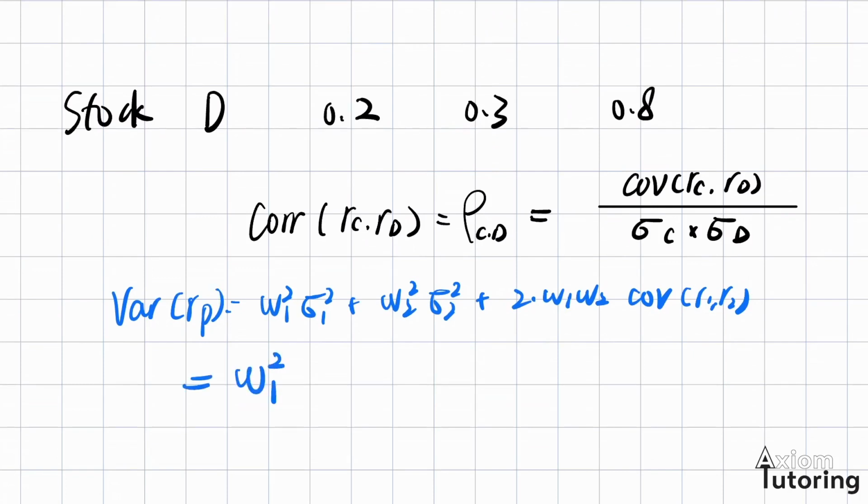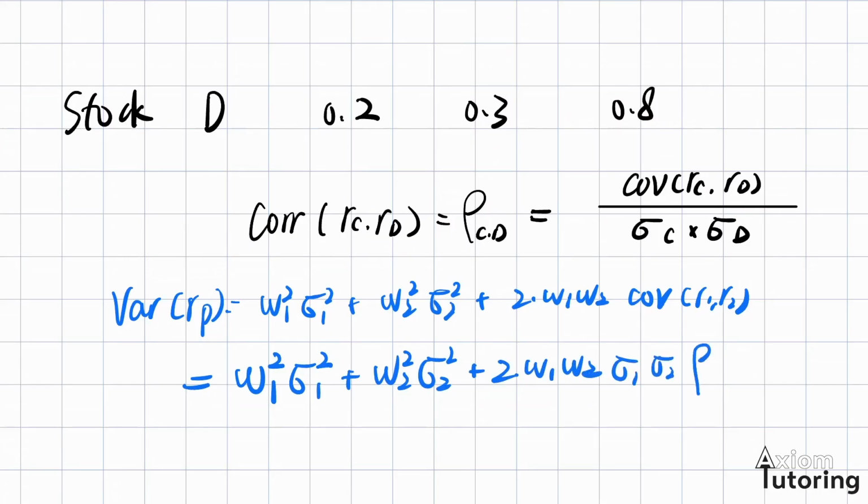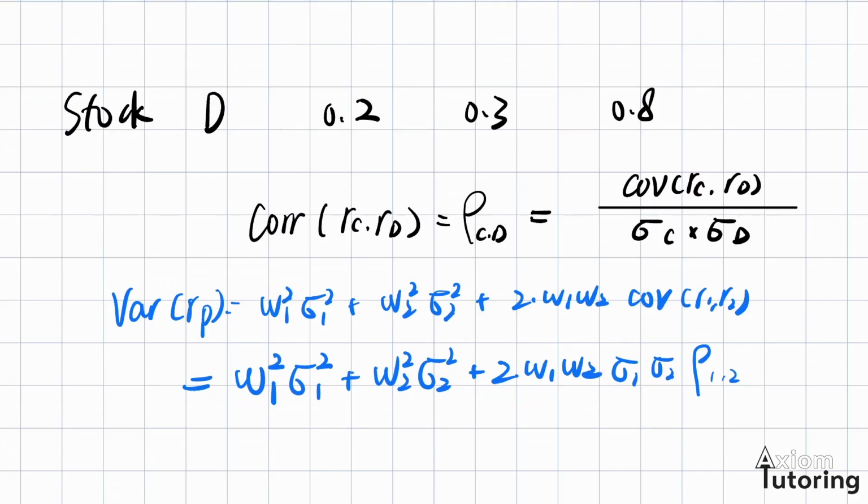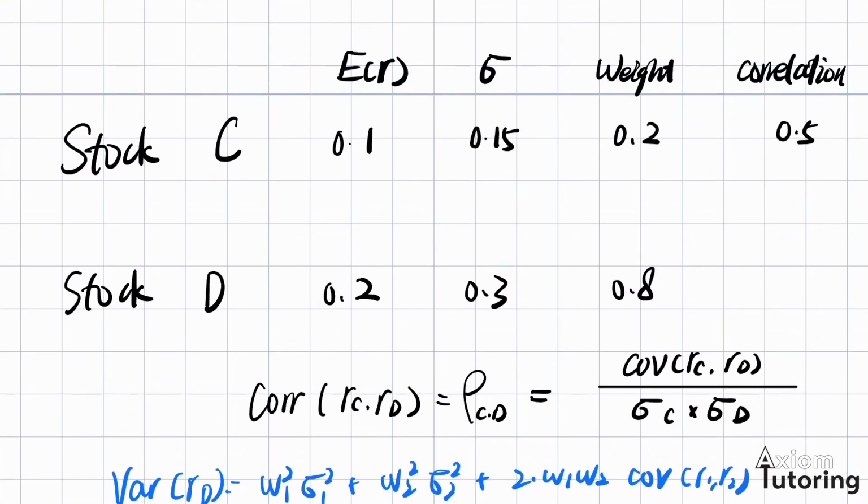So the variance of the portfolio simply becomes W1 squared sigma 1 squared, plus W2 squared sigma 2 squared, plus 2 times W1, W2, sigma 1, sigma 2, and rho 1,2. Try not to forget about this sigma 1 and sigma 2 in this part. The rest of it will be very simple. We just need to plug in the numbers again.